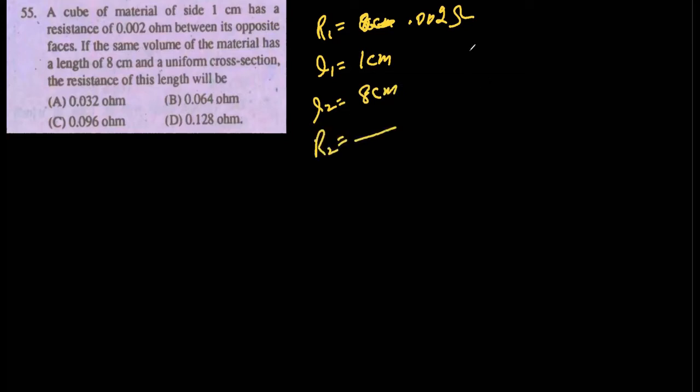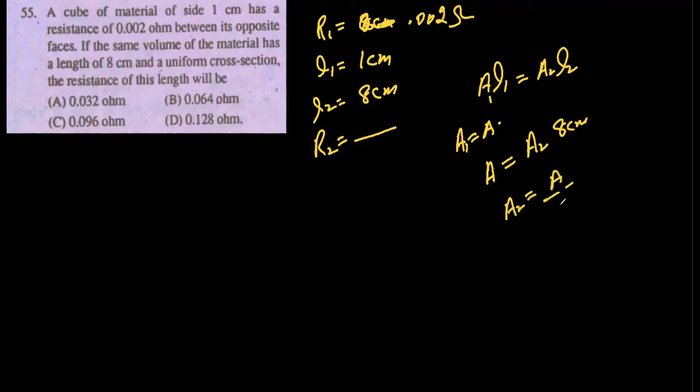The volume will remain the same. So it means that A1 L1 will be equal to A2 L2. A1 is not given to us, so let's say A1 is equal to A. L1 is 1 centimeter, so I will get A, and A2 into L2 is 8 centimeter. So my A2 will be equal to A divided by 8.